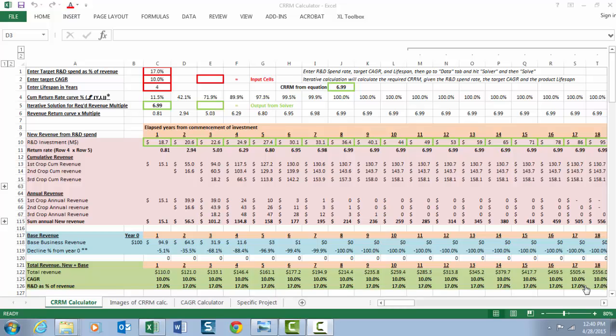This is the first of 4 tutorials that demonstrate how this CRRM calculator spreadsheet works. In this first tutorial we will be concentrating on the first tab at the bottom here called CRRM calculator.